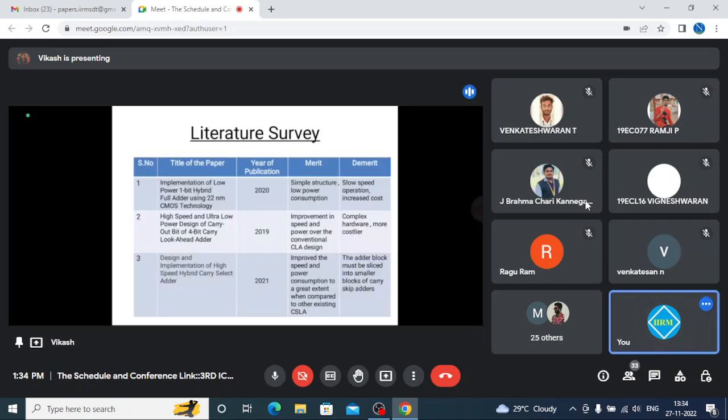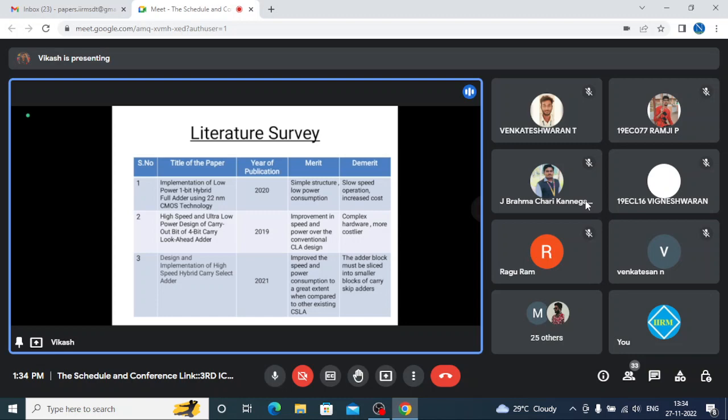I have done a literature survey of three papers. The first: implementation of a low power 1-bit hybrid full adder in 22 nanometer using CMOS technology. We use pass transistor technology instead of CMOS using this paper. The second: high speed ultra low power carry look adder. Improved speed and power consumption of serial addition carry look adder. This is a merit of the second paper. The demerit is complex hardware, so we use very simple hardware instead of that.